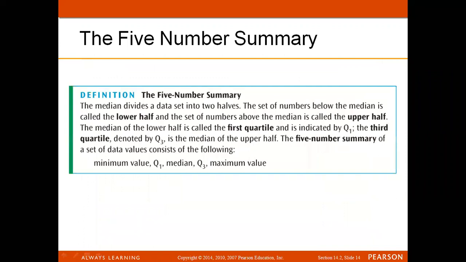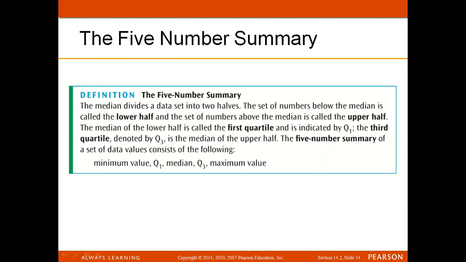All right, now we're going to look at the 5-number summary. The 5-number summary involves 5 numbers, one of which is the median. So the median divides a data set into 2 halves. The set of numbers below the median is called the lower half, and the set of numbers above the median is called the upper half. And they mean in terms of values. So if your numbers are less than your median value, that's your lower half. And if your numbers are greater than your median value, those numbers are in the upper half.